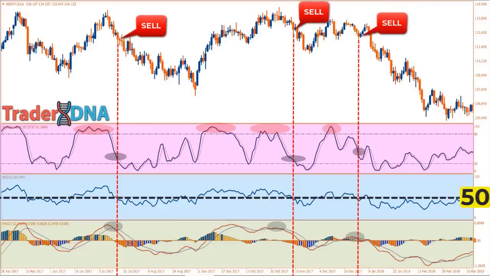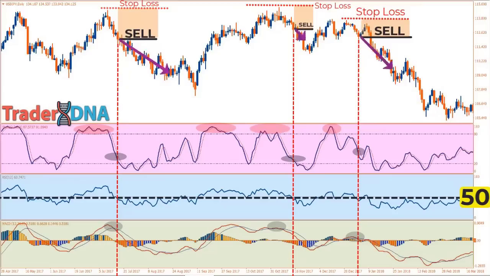For your exit strategy, if you took sell positions, you want to place your stop loss above the nearest swing high. This should be simple enough.